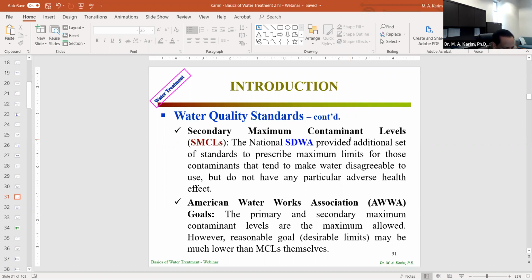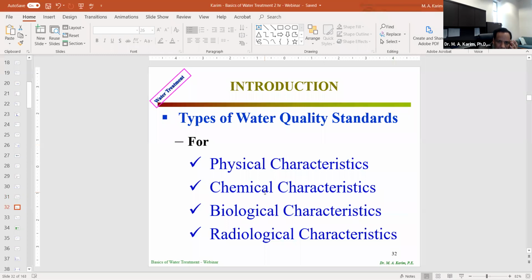But advisable, if it is seriously advisable, then you should follow it. But if you don't follow it, that's fine. They cannot take you to court or anywhere like that. So there's the goal.